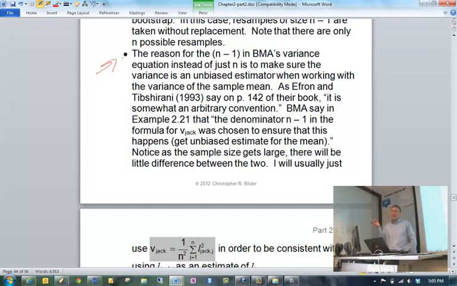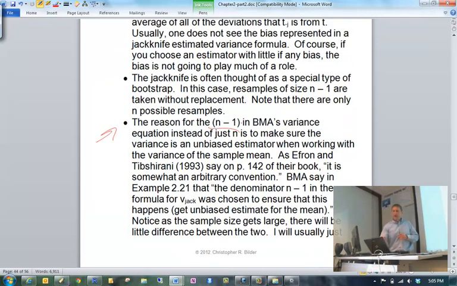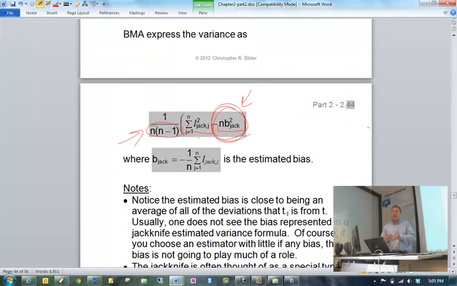So in order to get an unbiased estimate of the mean, where your mean is your statistic of interest, that's where this n minus 1 comes from instead of using n. But obviously you could use this jackknife estimate of the variance for other statistics than just a mean. Because it works well with the mean, that's why it's in there.